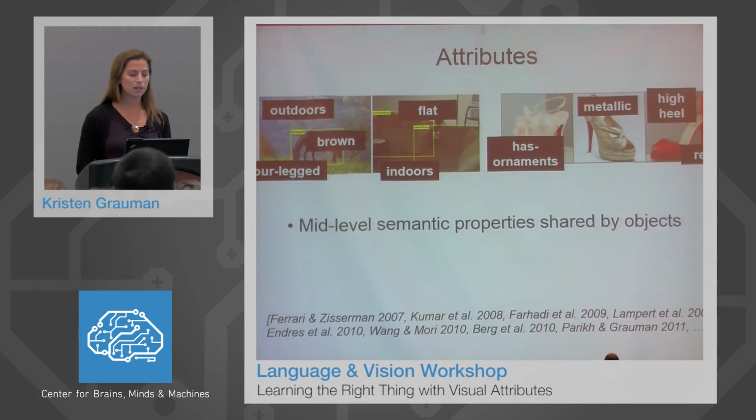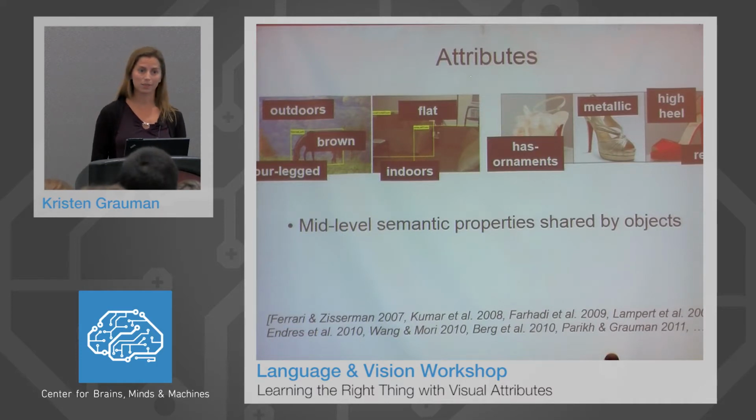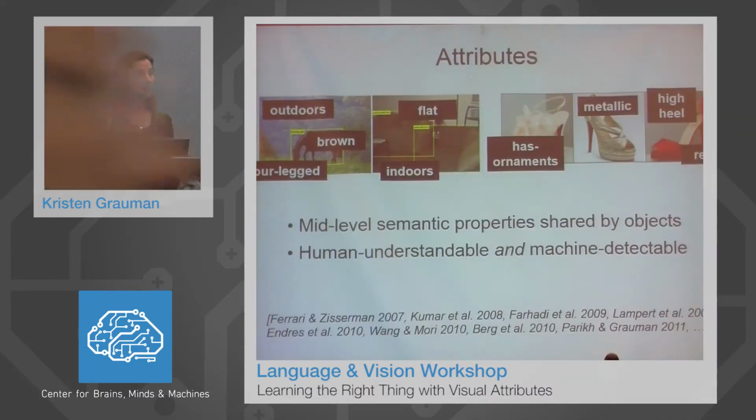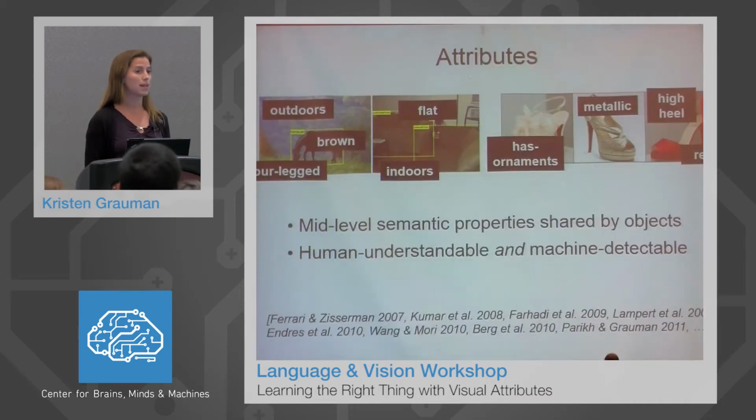The key thing is these are semantic properties that are shared often across objects. So, the horse can be brown and so can the shoes. This is something that transcends the boundaries of the object categories themselves. And these attributes are both human nameable and understandable, and if we do well, also machine detectable.